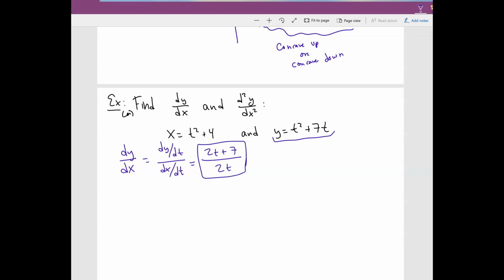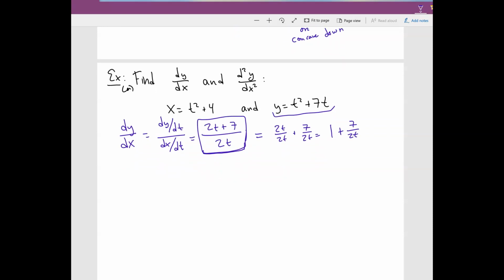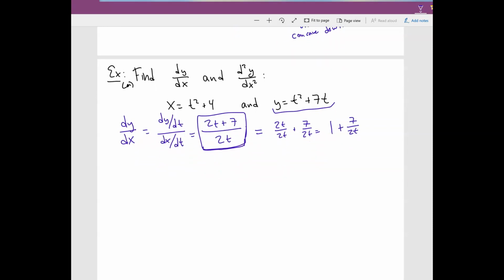I think working with this form is a little bit better. Of course, if you want to simplify it, you can take 2t over 2t plus 7 over 2t, which gives 1 plus 7 over 2t. You can do it this way if you want to as well, although I think sometimes working with the unsimplified form is easier, especially when we start looking at other things. So that's dy over dx, and we found that out.